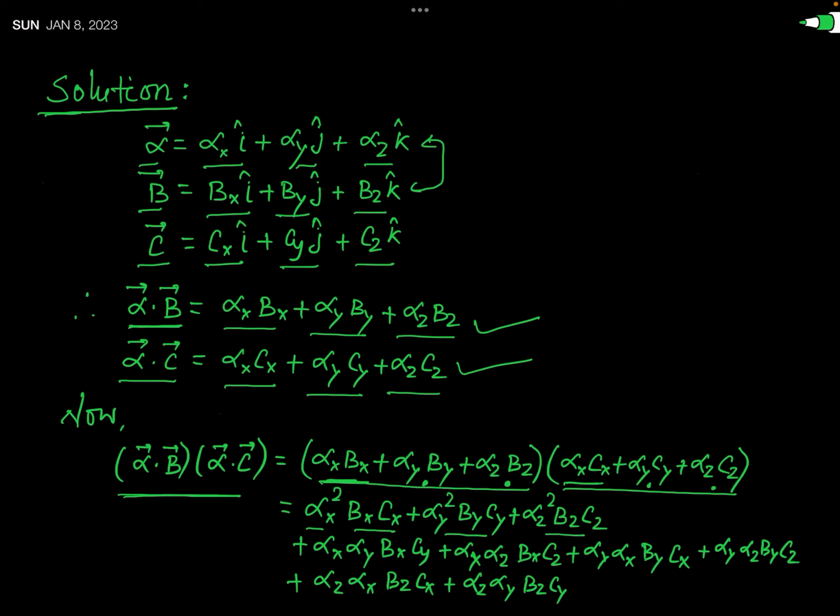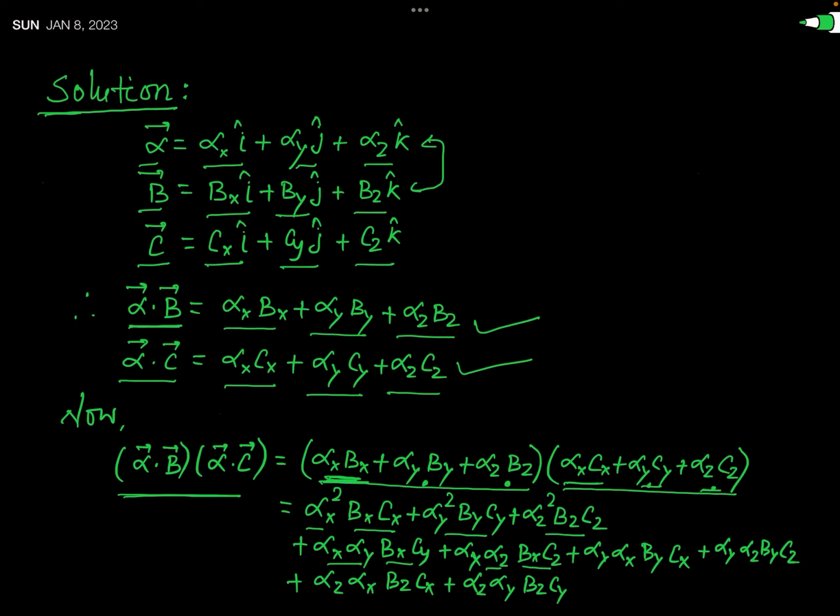Now we will take the remaining products. We will take the product of alpha x bx with alpha y cy, and that will be alpha x alpha y bx cy. Now multiply alpha x bx with alpha z cz. So this will be alpha x alpha z times bx cz.